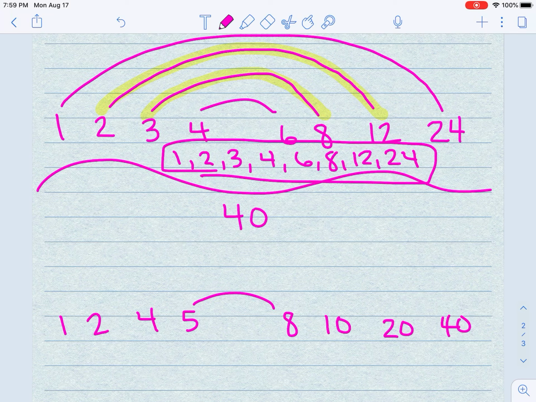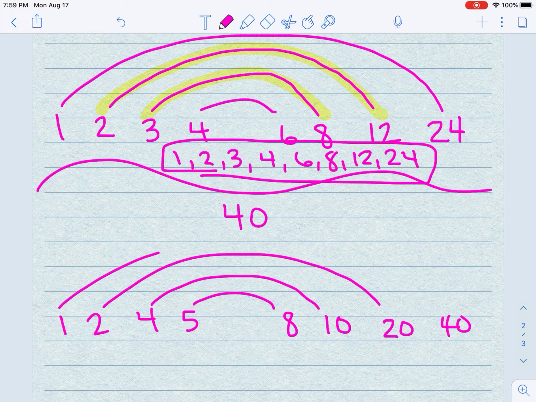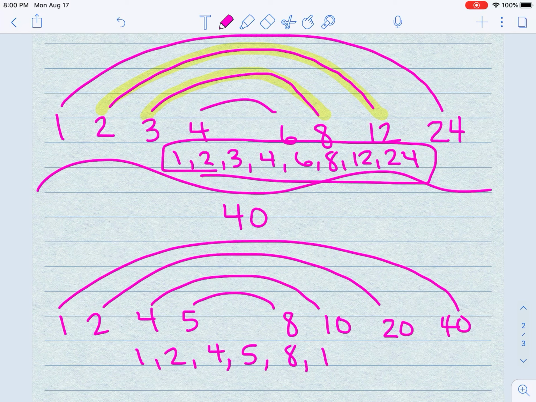We get back to the other side. And let's make our arches for our rainbow. And so there's our factor pairs. If they just said list the factors, we would write 1, 2, whoops, not 3, 4, 5, 8, 10, 20, 40. Make sure that you have the right number. 1, 2, 3, 4 on this side, which means I need 4 on that side, which means 8 total. 1, 2, 3, 4, 5, 6, 7, 8. Very good.